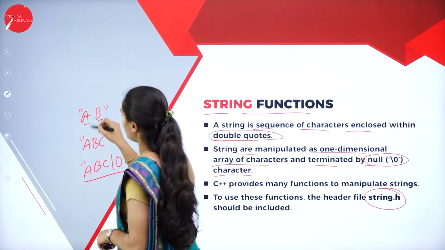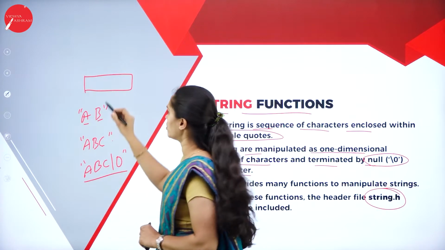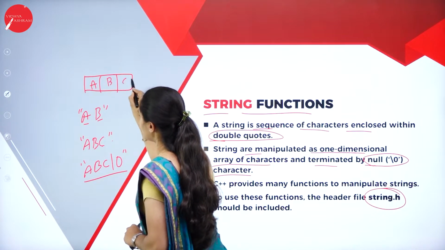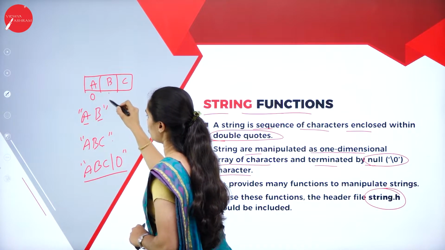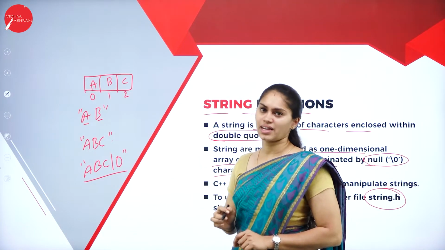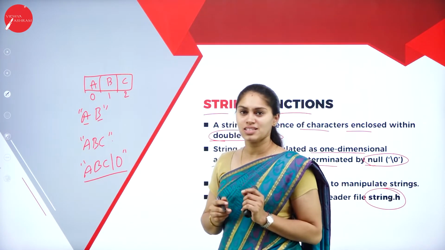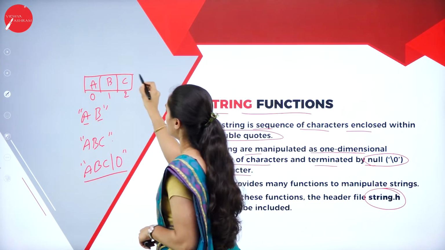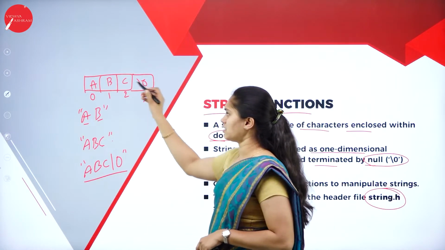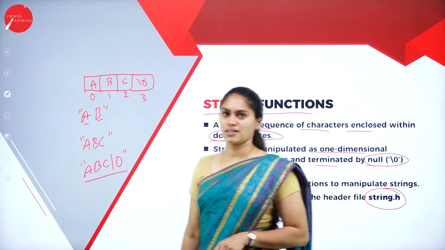For example, ABC, I can represent it with the help of an array, right? If it is considered an array, A, B, C, and the array's index starts from 0, 1, 2. In a string also, the string index starts from 0. So how can I get to know the end of this string? By making use of \0, which indicates the last character, or the end of a string.